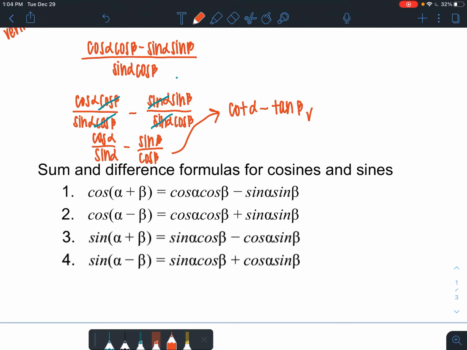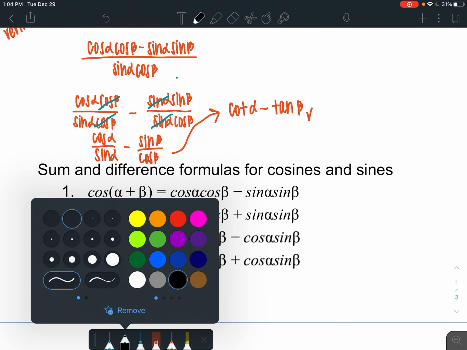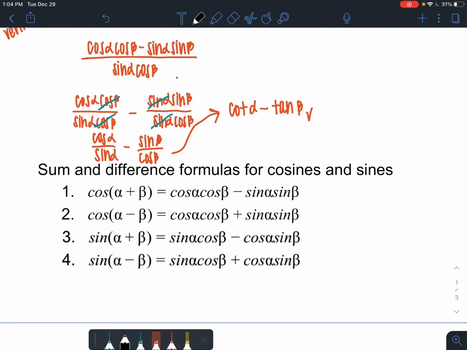Okay, so here you have your sum and difference formulas for cosine and sine. I do need to make a few edits though. The cosine ones are right. We've got plus, that becomes a minus. This minus becomes a plus. Cosine alpha, cosine beta, sine alpha, sine beta. There's no change.